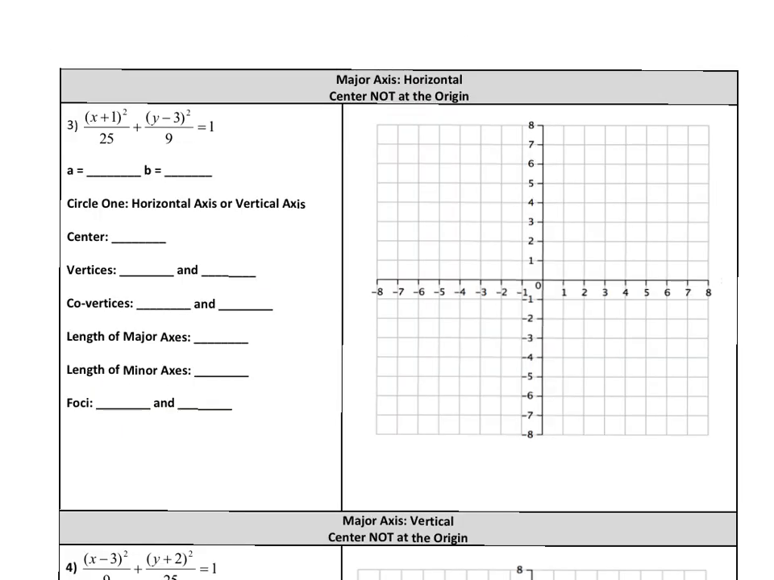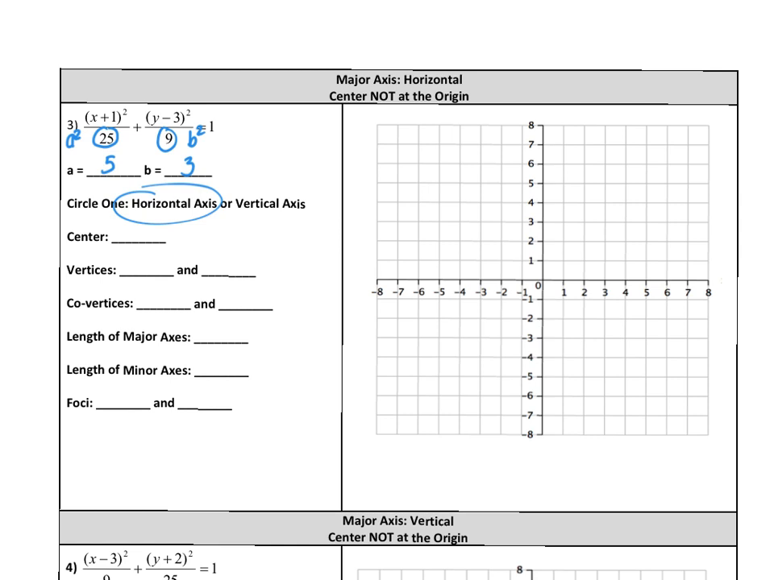All right, so let's take a look. First example, 25 and 9. So 25 is the larger number. So therefore, we're going to have a horizontal major axis. And since 25 is the larger number, we know that that belongs with A, and 9 is the smaller number that belongs to B. So the square root of 25 is 5, that gives me A, and the square root of 9 gives me 3, therefore that's my B value.